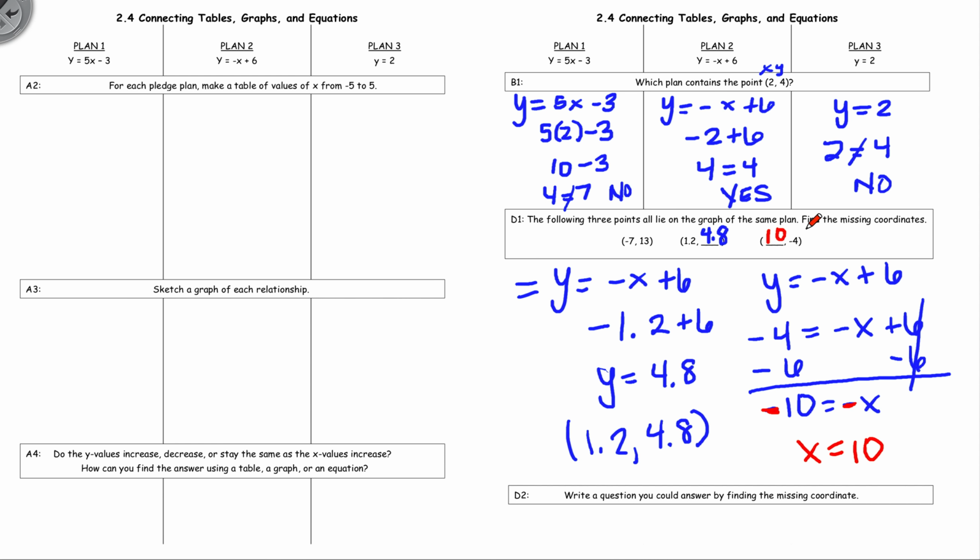All right, D2, I'm going to let you write your own question too. It says write a question you could answer by finding the missing coordinate. So you come up with a missing coordinate that would fit into that equation and have it work out. So while you do that, I'm going to go ahead and pull up our composition book pages. If you need more time, you can always finish this up later at home. That's not a problem.